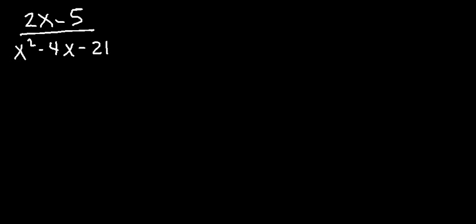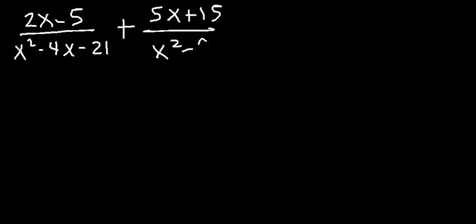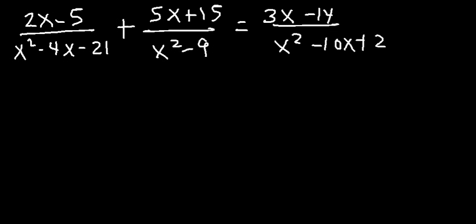Okay, so this is going to be the last problem for today. (2x minus 5) over (x squared minus 4x minus 21) plus (5x plus 15) divided by (x squared minus 9), and that's equal to (3x minus 14) over (x squared minus 10x plus 21).